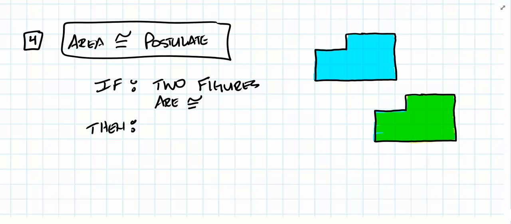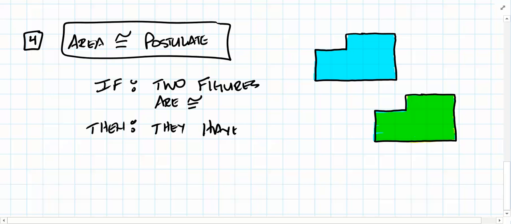Okay, there's an if statement, and then there's a then statement. And when you think about it, it says if two figures are congruent, and think about it, the name of this postulate is called the area congruence postulate. Omid, what do you got, buddy? If two figures are congruent, then they have the same area. Good. They have the same area.